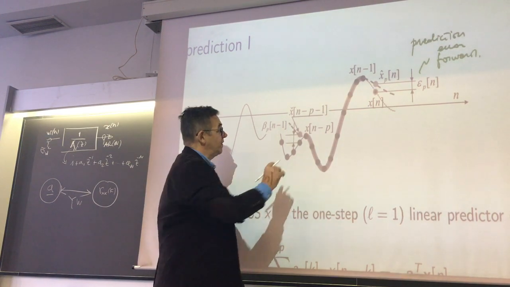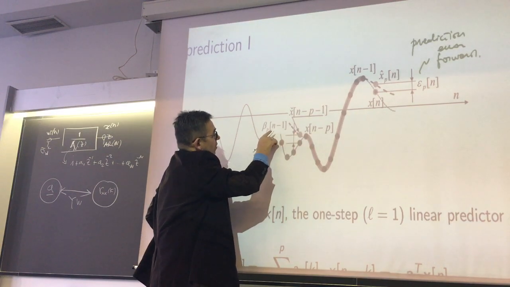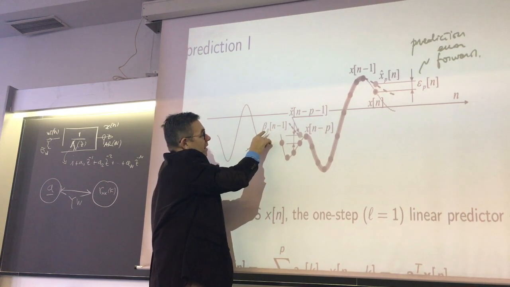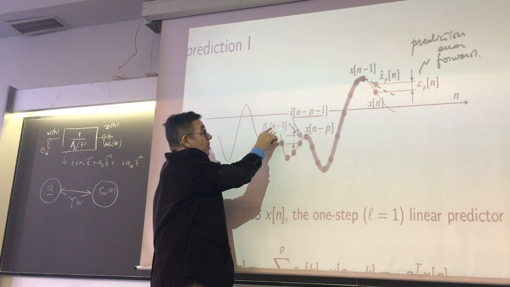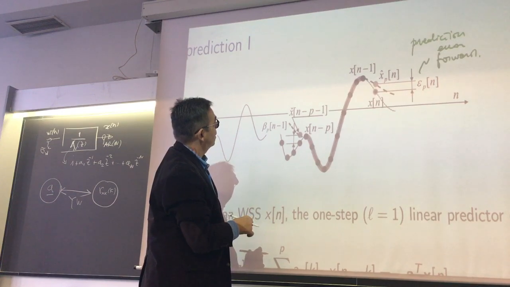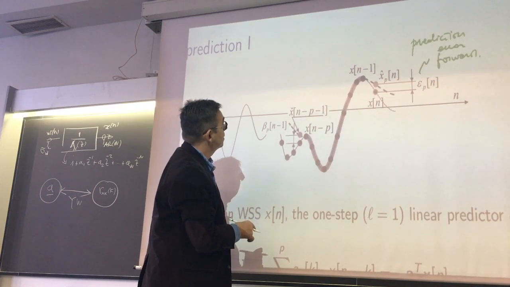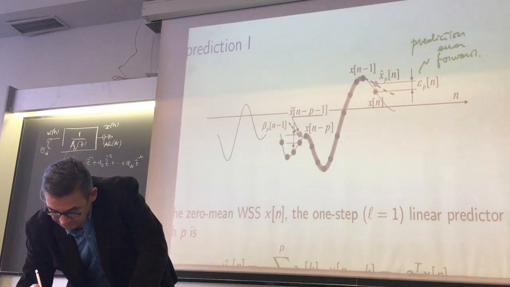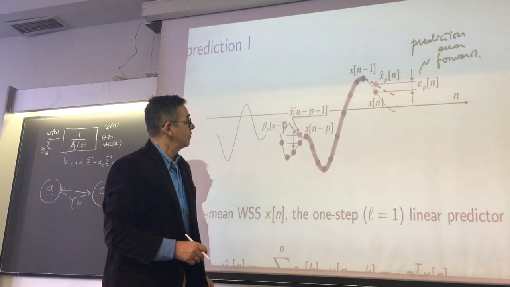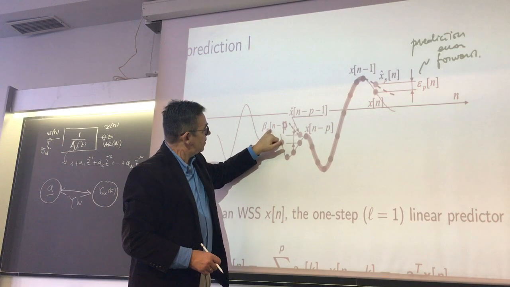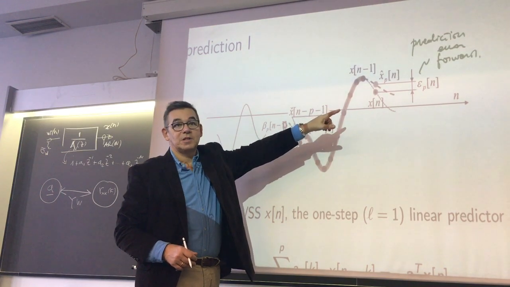If I take the error, this error is beta p n minus 1, the backward prediction error, of prediction length p, computed on the sample n minus p. Should be n minus p. So it's here. The statistical property of this is the same as epsilon p, which is forward.